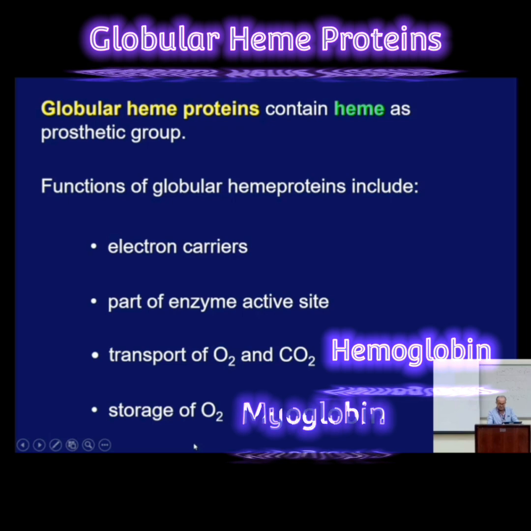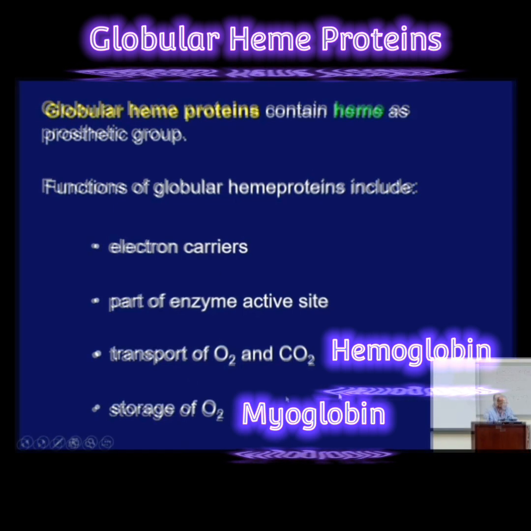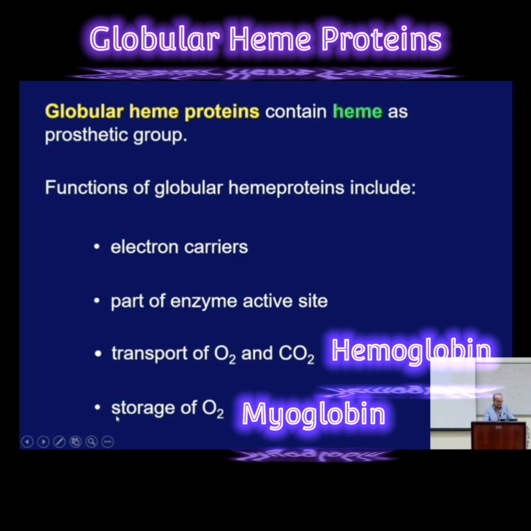So I want you to appreciate that the presence of heme within those proteins imparts a specific function. In the case of myoglobin and hemoglobin, heme imparts the function of binding to oxygen and storing oxygen. Okay?